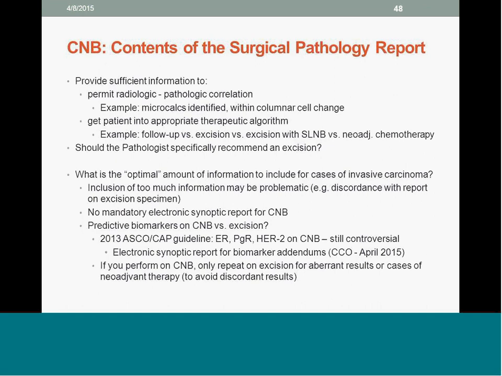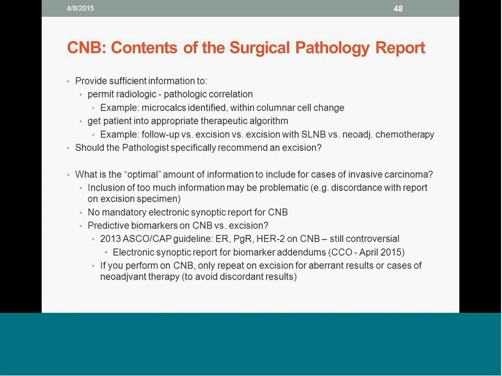As far as I'm aware, there are no mandatory electronic synoptic reports right now for core biopsies, but at least in Ontario, there is a predictive biomarker report as of April 1st of this year, and so even if you do core biopsy biomarkers, then you should use that particular synoptic report. The whole role of biomarkers in core biopsies is somewhat controversial still. There is the ASCO-CAP guideline out there that says best to do it on the core biopsy, but its implementation remains somewhat haphazard, at least across Ontario and probably in other jurisdictions.